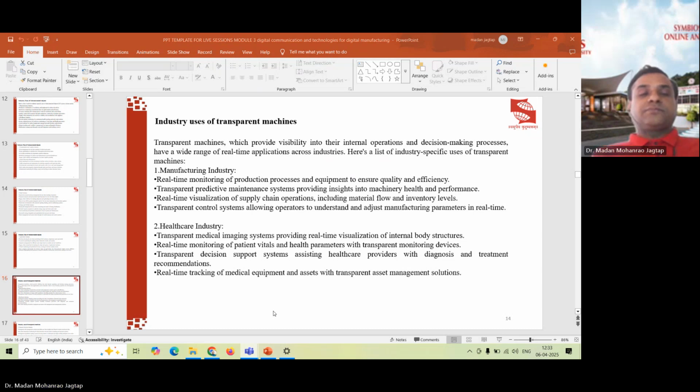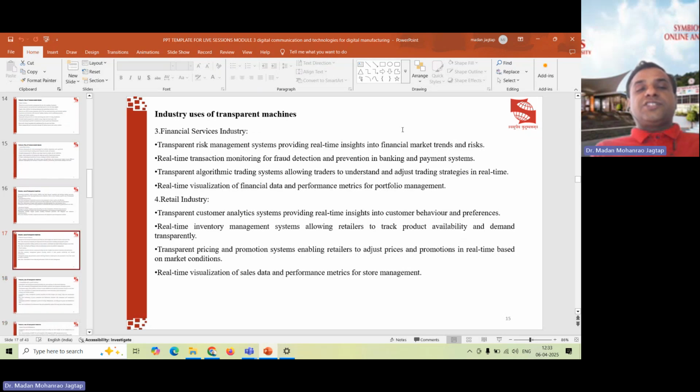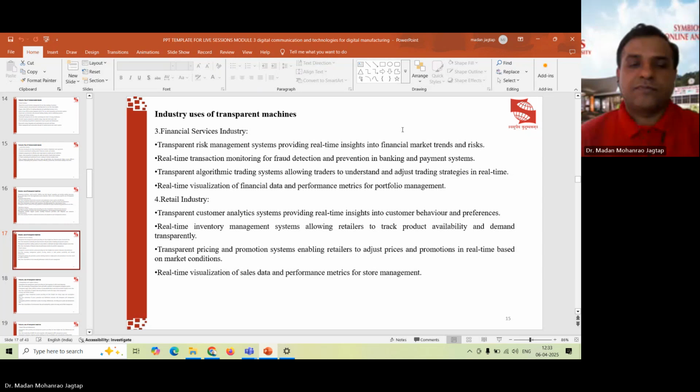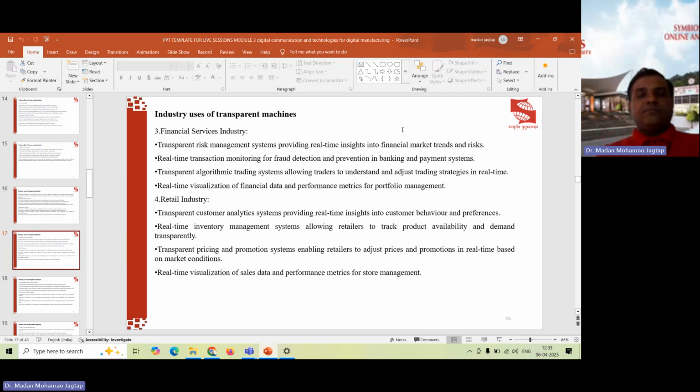Then the industry uses of transparent machines in the financial services industry: transparent risk management systems, providing real-time insights into financial markets, trends, and risk, real-time transaction monitoring for fraud detection and prevention in banking and payment systems, transparent algorithmic trading systems, allowing traders to understand and adjust trading strategies in real time, real-time visualization of financial data and performance metrics for portfolio management.